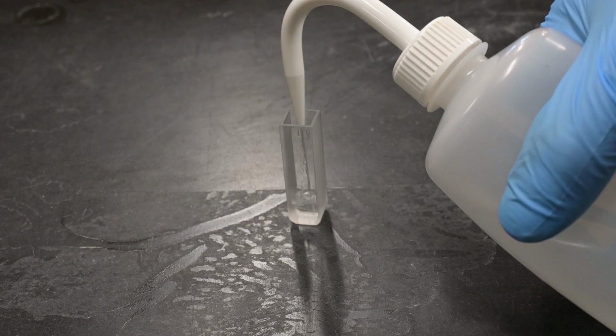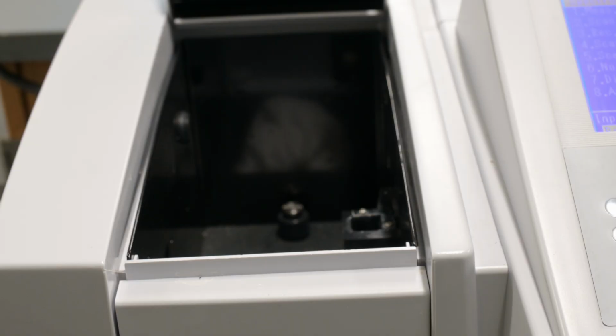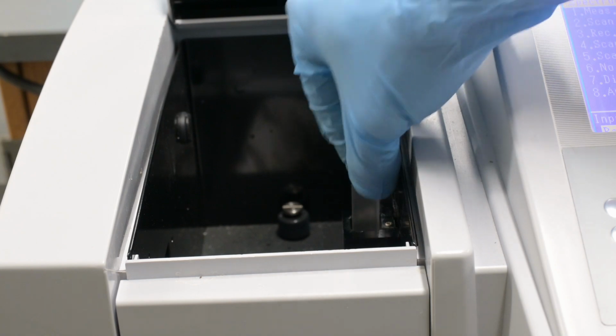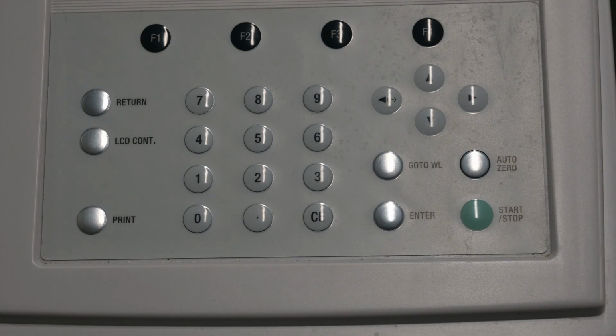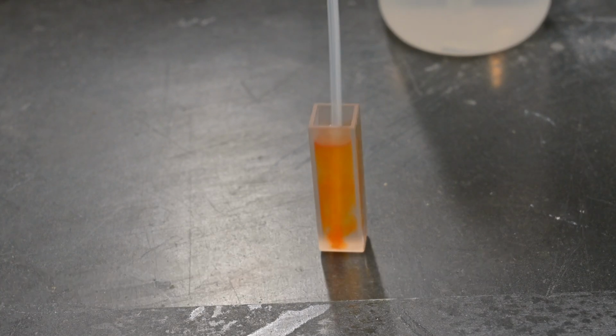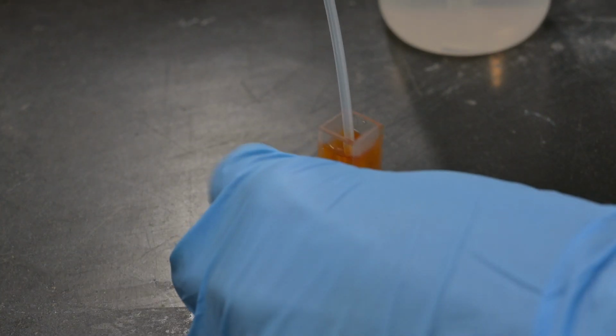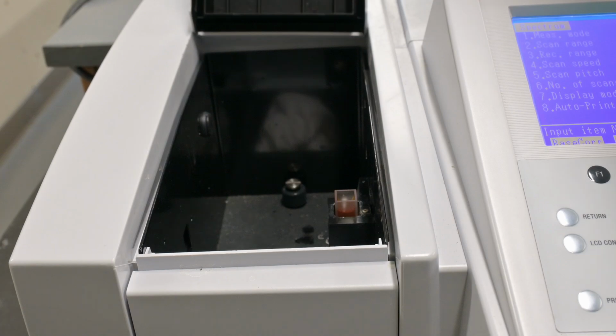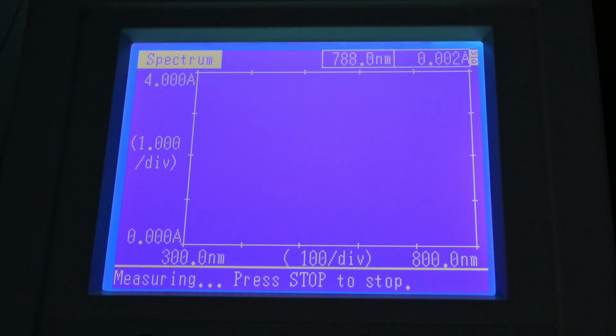We start by filling a cuvette, the square test tube thing, with water, then insert it into the instrument and blank it. This is so the instrument ignores the absorbance of the water molecules. Next, we dissolve a bit of the methyl orange into the water and reinsert the cuvette into the instrument. Then we measure the absorbance.